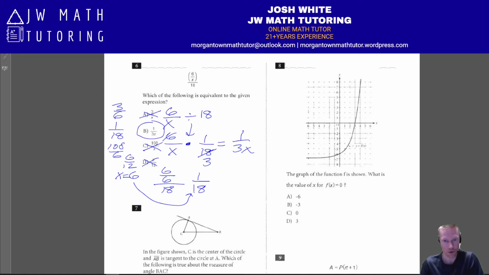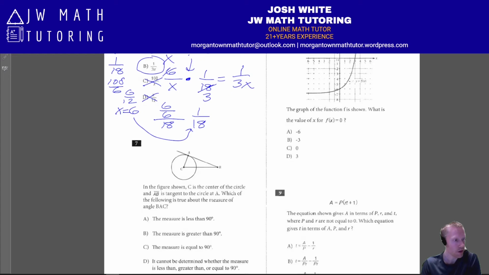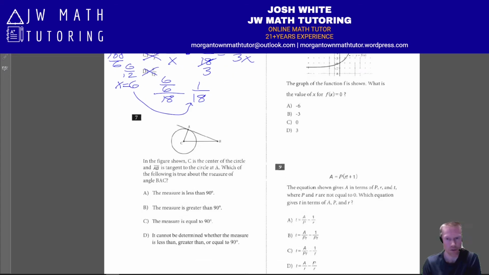Again, picking numbers, where I picked a value for x, I plugged it in, I simplified the expression to a number, and then I plugged that value of x into all the answer choices and saw which one equaled what I got when I simplified the expression. All right, the problem below that, number 7, deals with some geometry. The correct answer to this problem is going to be letter C.